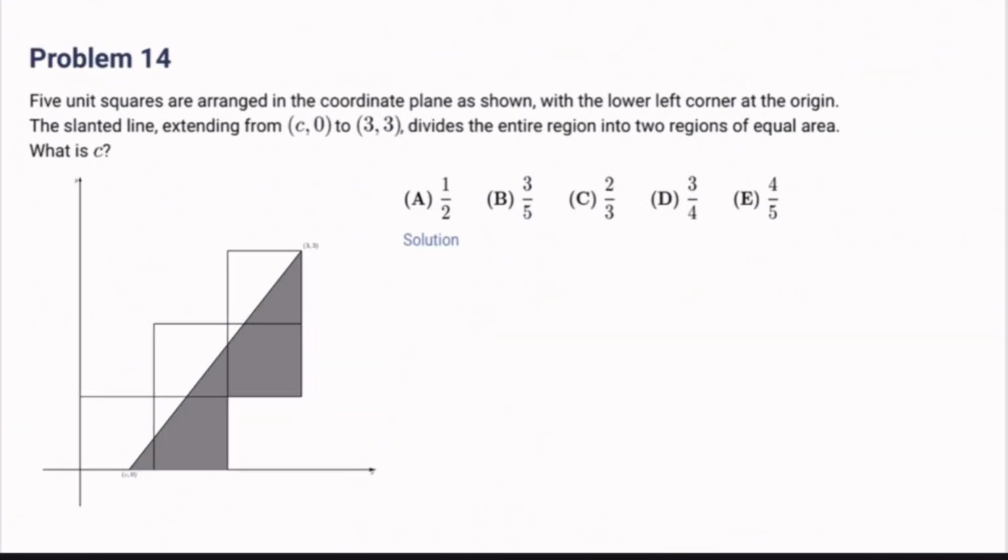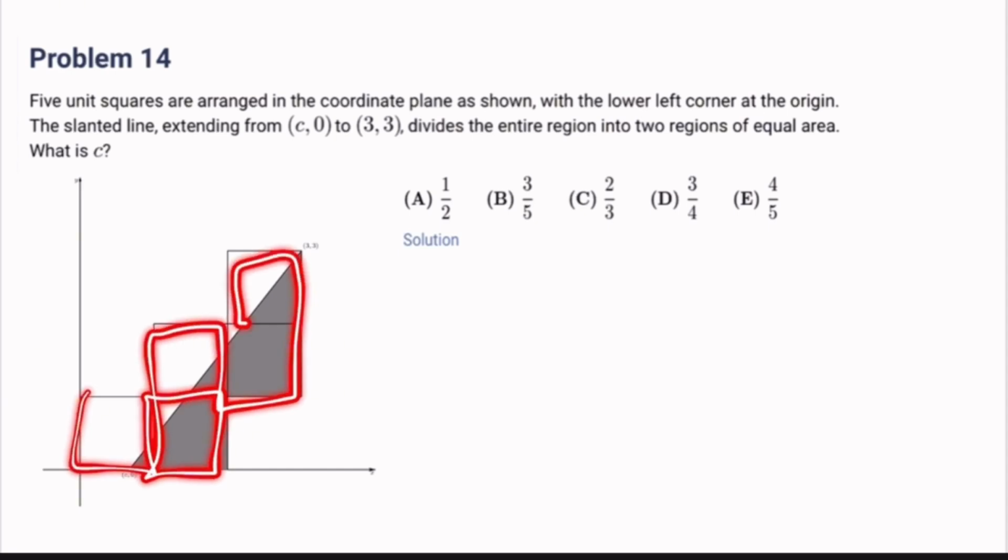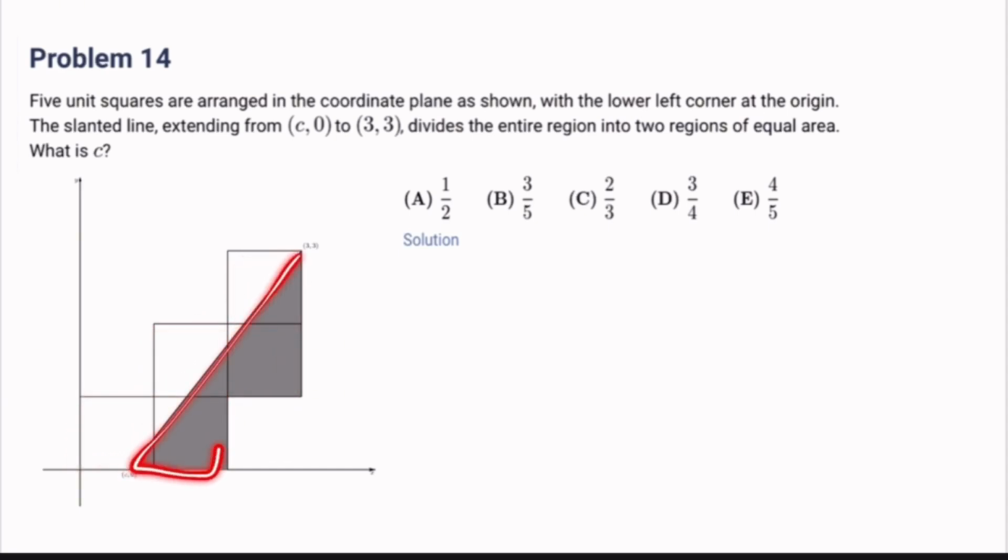Number 14. 5 unit squares are arranged in the coordinate plane as shown, with the lower left corner at the origin. The slanted line extending from (C, 0) to (3, 3) divides the entire region into 2 regions of equal area. What is C? Okay, so let's just find the area of the shaded region. Since we know that the whole thing is 5 squares, this much is half. This is half of 5, which is 5 over 2.